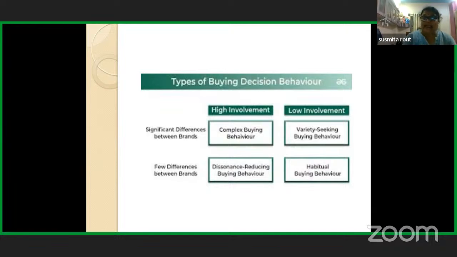Now there are certain categories where the products are not very high priced, and are neither frequently purchased nor very infrequently purchased. You buy them every month or maybe every 2 months. And the brands available in these categories are very different from each other. Like for example, perfume.